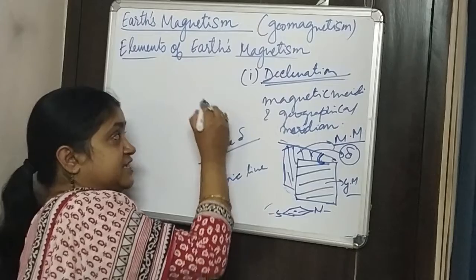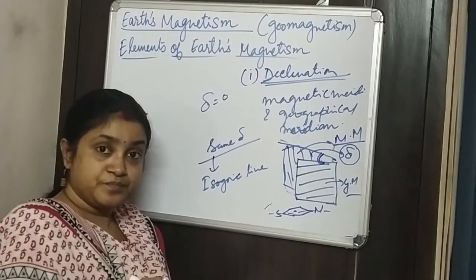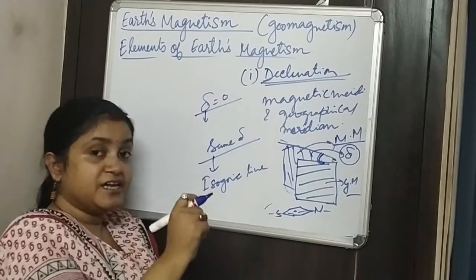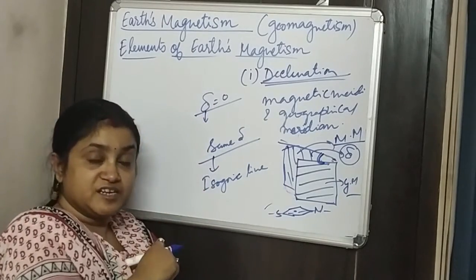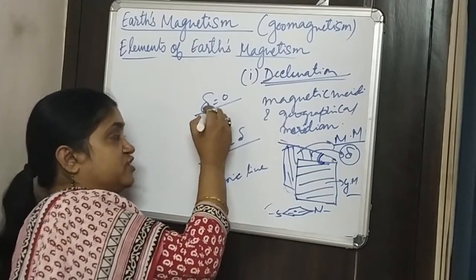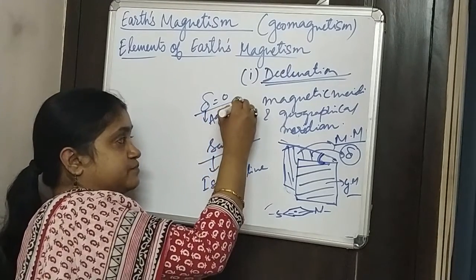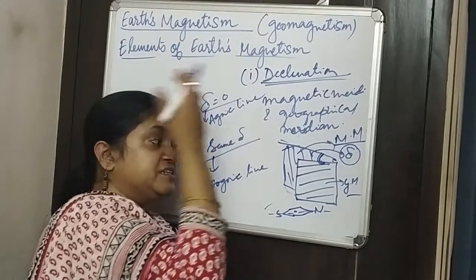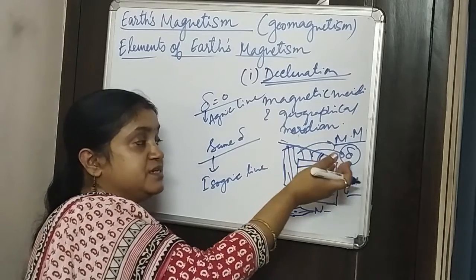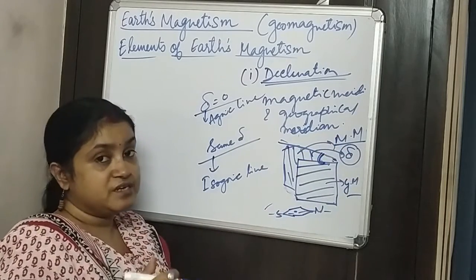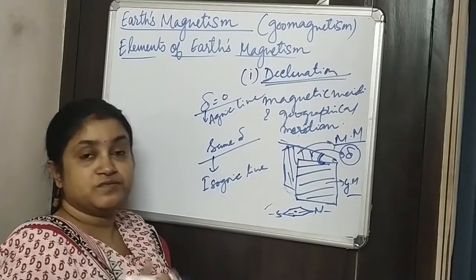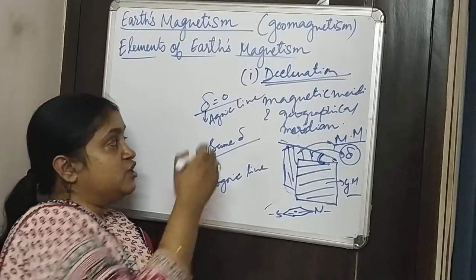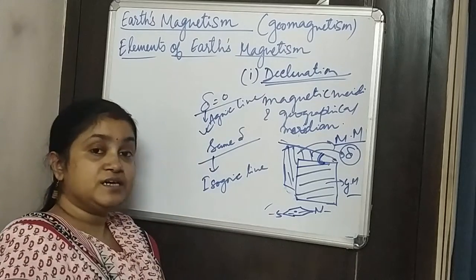And there are some places where the magnetic meridian and geographical meridian are the same. It means the declination is 0. If you join with a line all the places with 0 declination, you will get a line which we call the agonic line. So there are places where the magnetic meridian itself is the geographical meridian, which means the magnetic declination of that place is 0, and if you take all such places and join them with a line, what we get is called agonic lines.